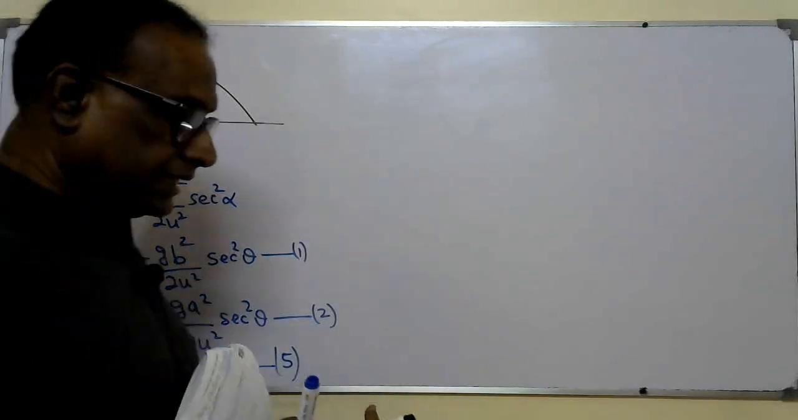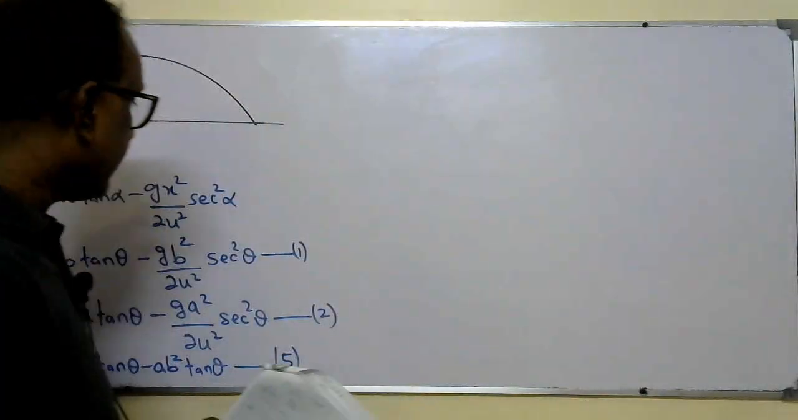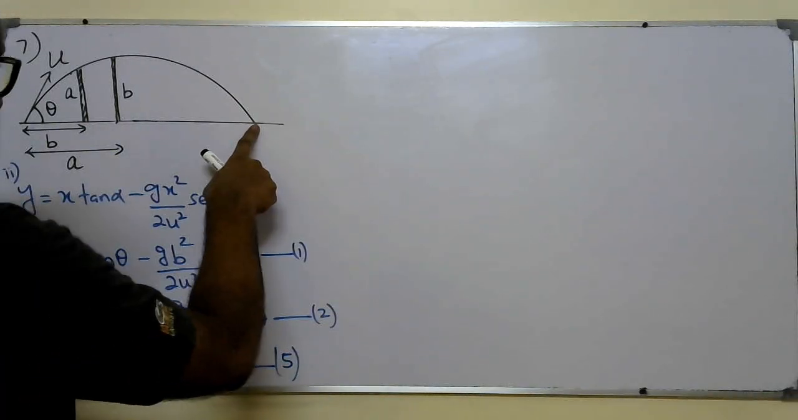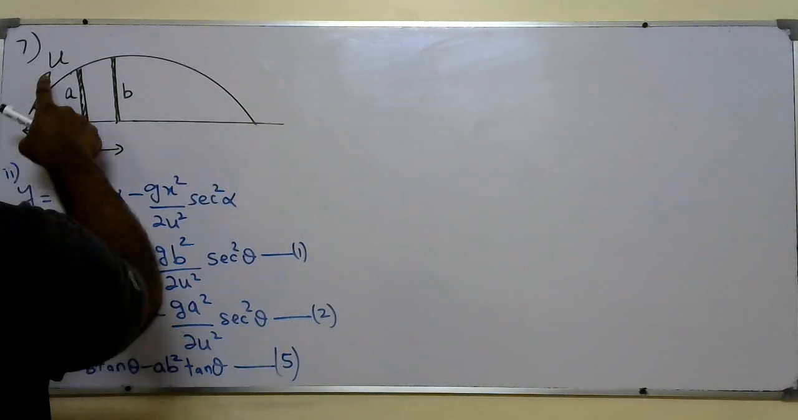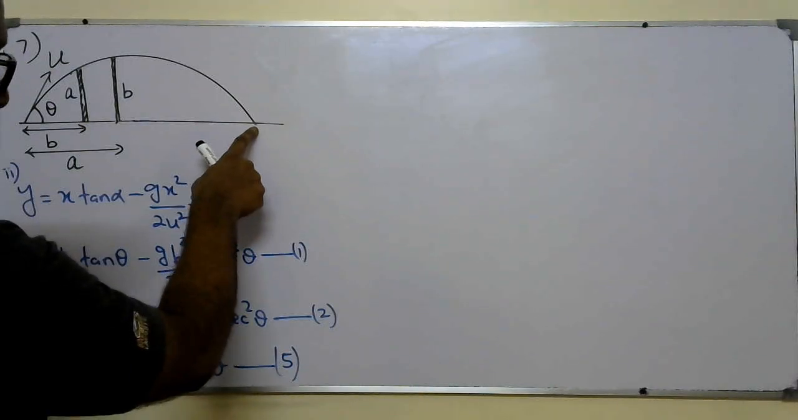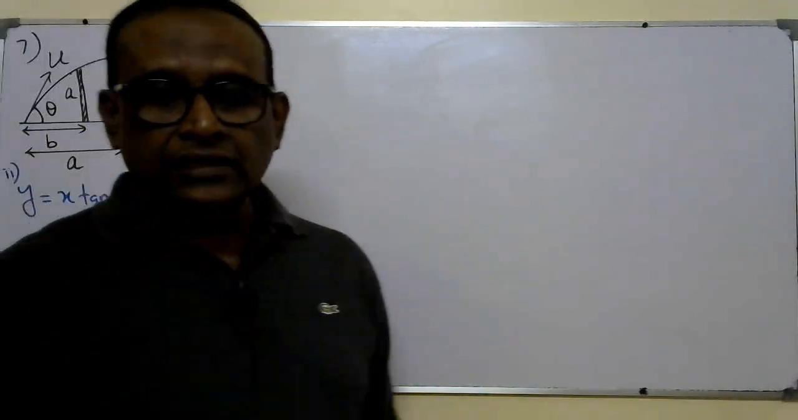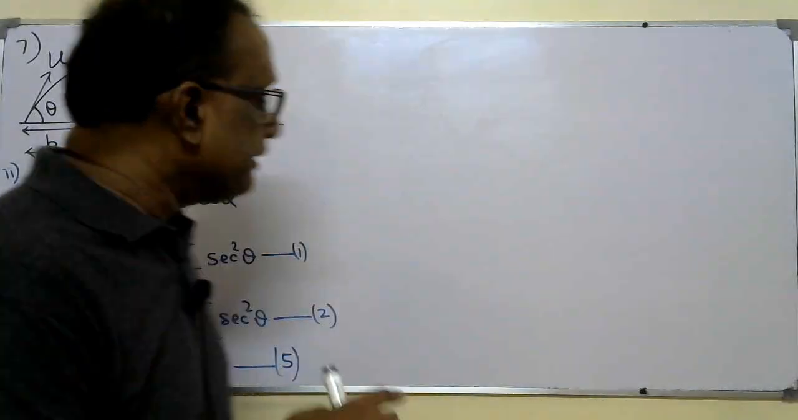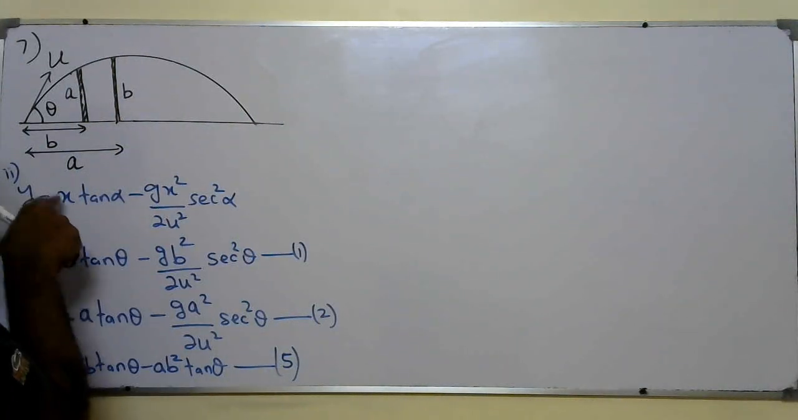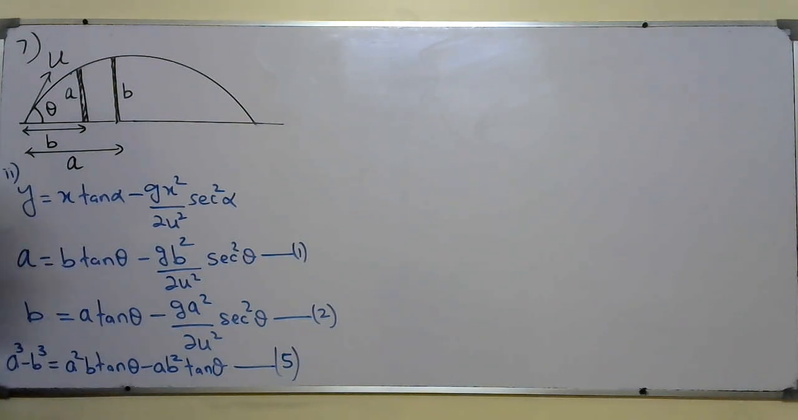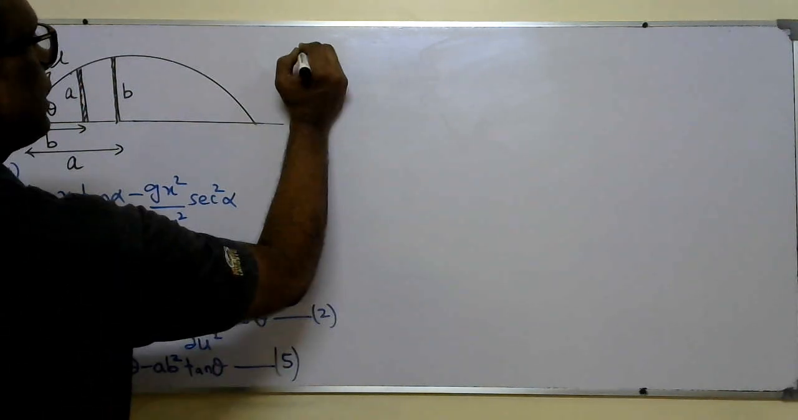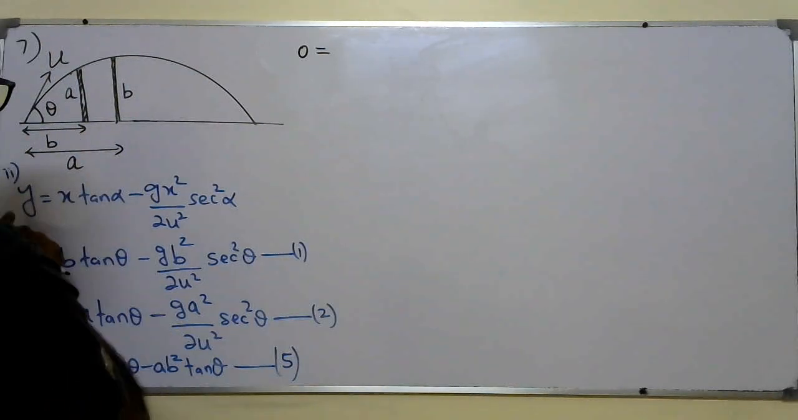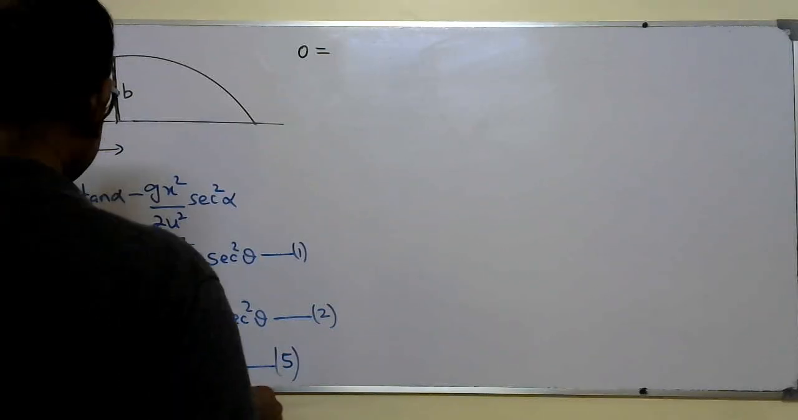Okay, so the question is related to range. So there also I can use this general equation, general expression. When it is range, y will be 0 because it's returning to the same position. The projectile is projected from a horizontal floor. So if I use this equation for range, I substitute x equals r, and y will be 0 when it returns to the same horizontal level. No vertical displacement, that is y equals 0, x is r.